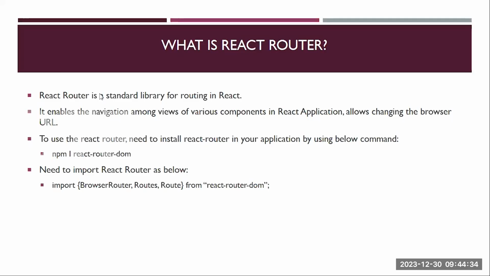So we need to install the router basically. It enables navigation among views of various components in the React application and allows changing the browser URL. Whenever you move from one component to another component, the URL will also change. If you are not using the router, then you cannot change the browser URL. To use React router, you need to install it in your application using the below command. This is npm i, the installation, and react-router-dom.